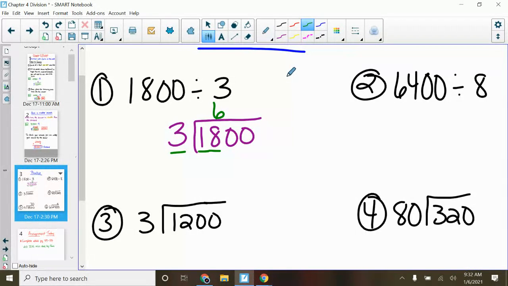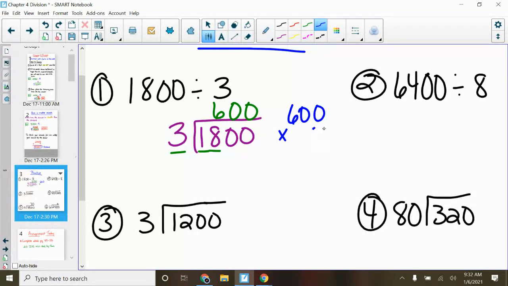So now what am I left to do? Add your zeros. Perfect. I just have to add these leftover zeros back into my answer. So Asher, how could I check to make sure that my answer was right? What would I need to do? Times 600 times 3. Good.